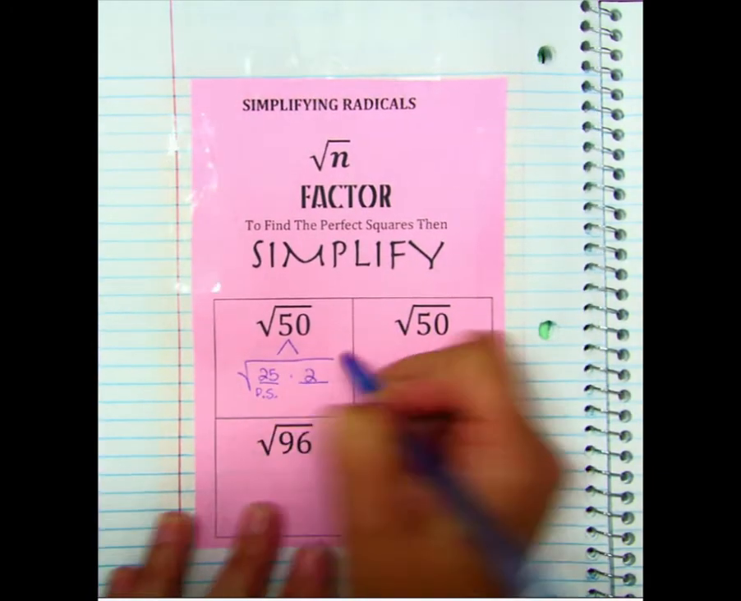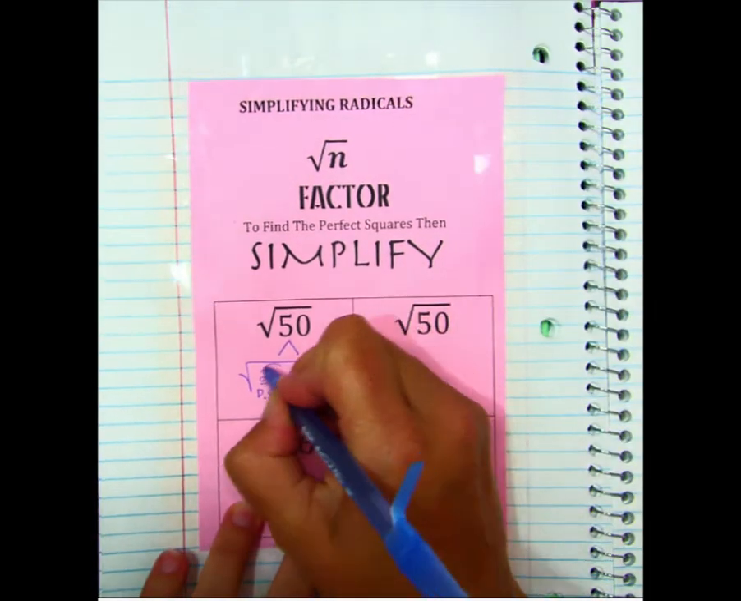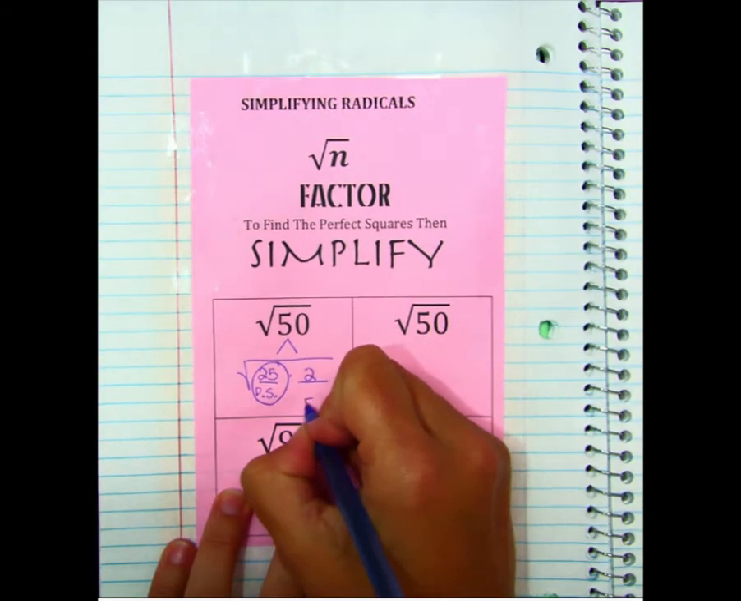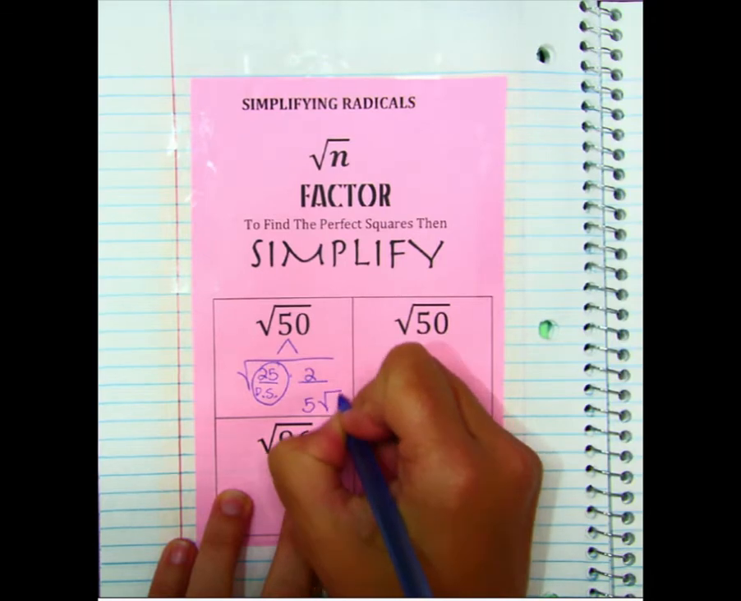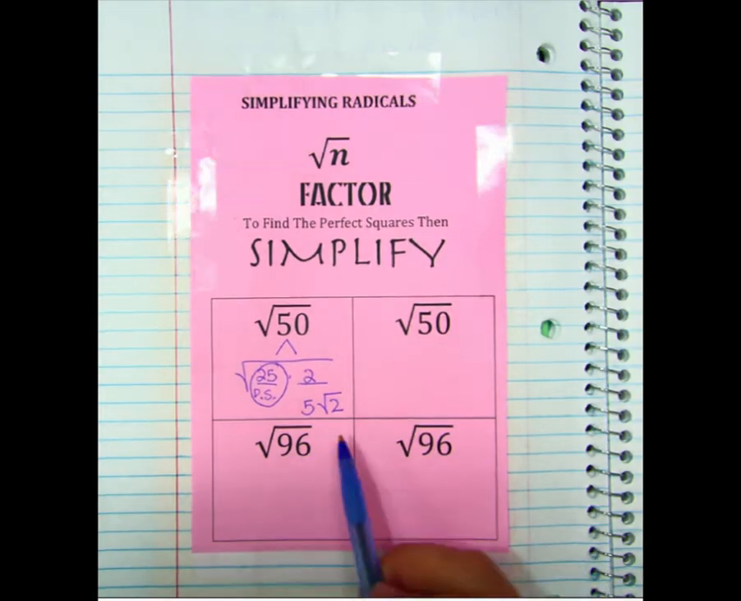So the square root of 50 can be written as the square root of 25 times 2, and I haven't changed the value at all. And now because 25 is a perfect square, I can take the square root of 25, that's going to give me 5. But 2 is not a perfect square, so that has to stay inside the square root. And so 50 simplified becomes 5 times the square root of 2.